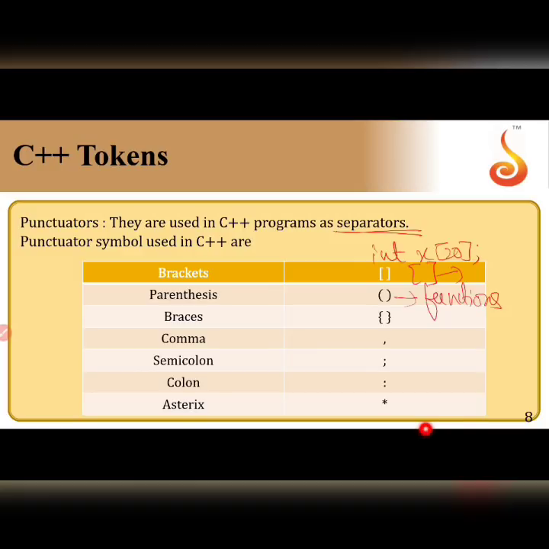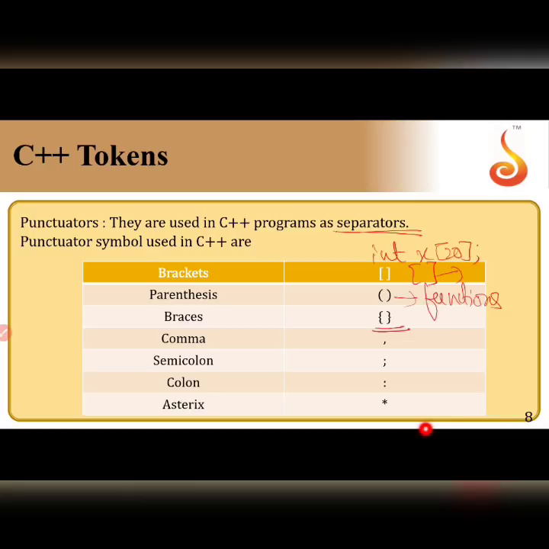Next is braces. With braces you can enclose a set of statements. We have braces for the beginning of a function, end of a function, beginning of a class, end of a class, and iterative statements like while, for, and decision making statements like if, which have more than one line, you can enclose in braces.